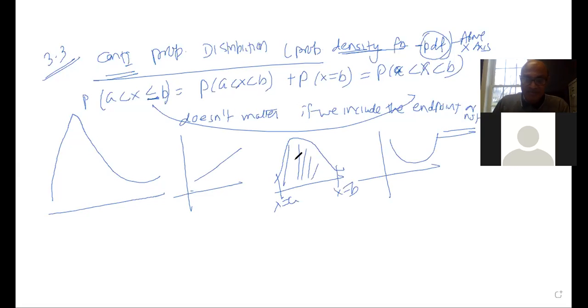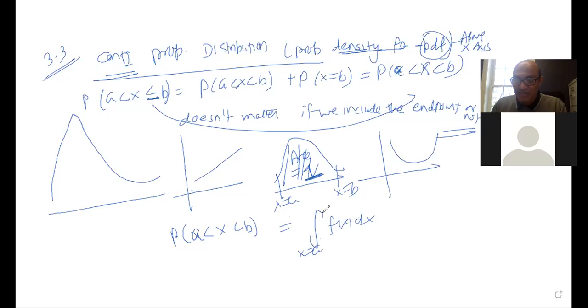So this area represents the area, and that area under the curve must be equal to 1. That means if I want to write the probability that a is less than x is less than b, then that is equal to the integration of f(x) dx, where x goes from a to b.